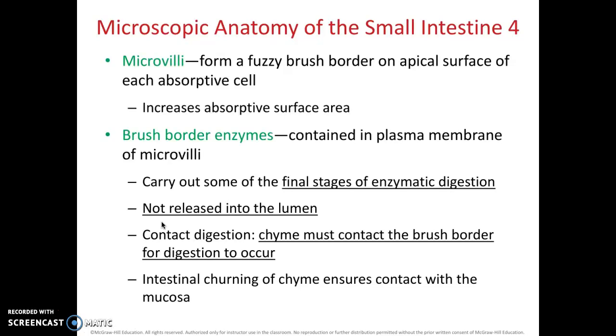And so the chyme, which is the food mixture, needs to come in contact with the brush border in order for digestion to occur. So the intestinal churning of the chyme, which is mostly from the circular folds of the small intestine, means that there will be contact with the mucosa so that it can carry out the contact digestion.